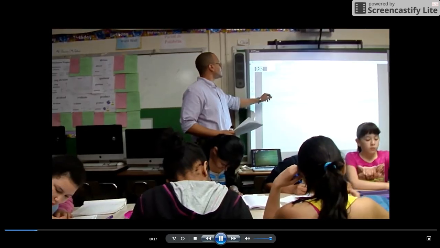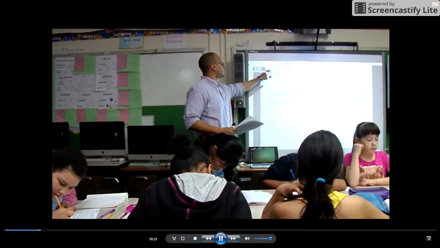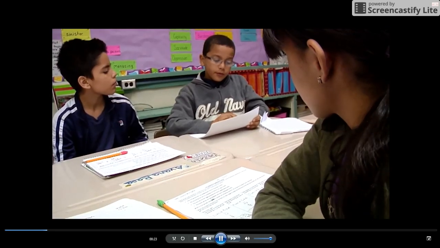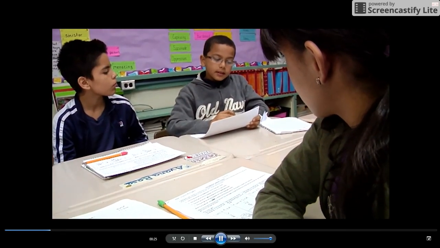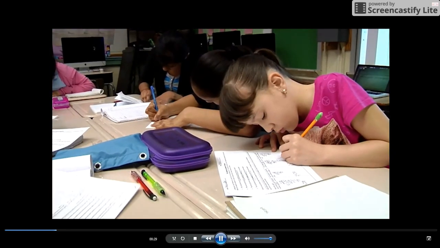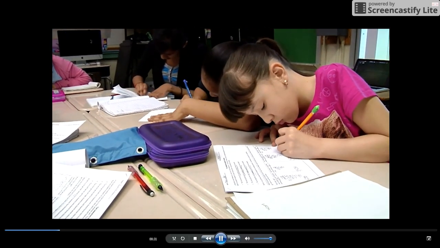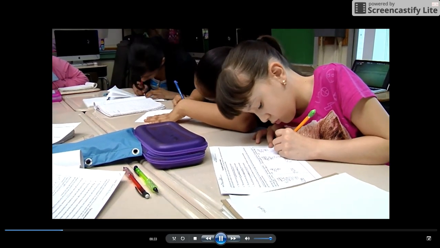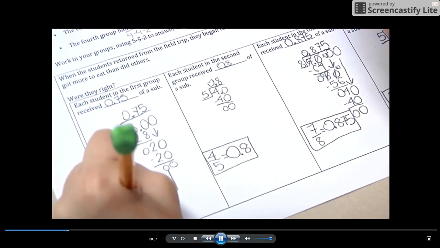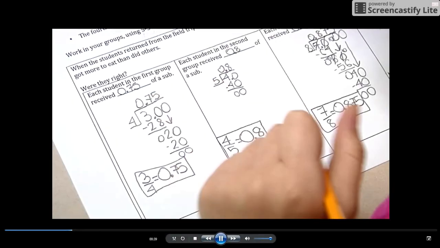One of the questions that I really wanted to ensure that I asked was the question about the subs. If each grouping of students received one less sub than there are people, are they truly getting an equal amount? I really wanted to understand that because that's an easy pattern to see: 5 students, 4 sandwiches, 4 students, 3 sandwiches, then it must be equal.